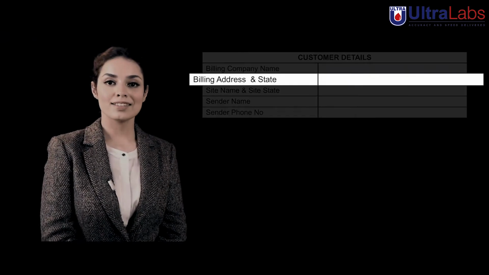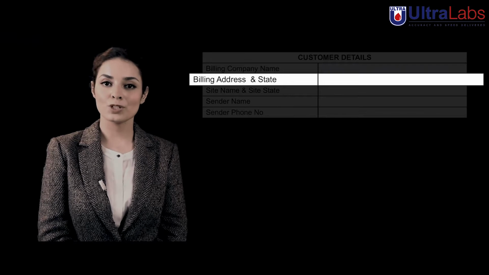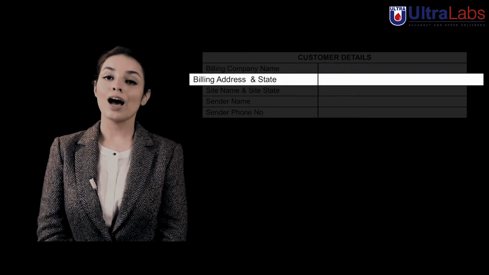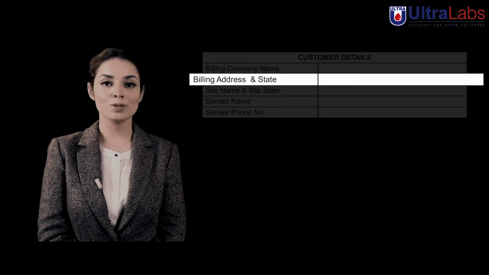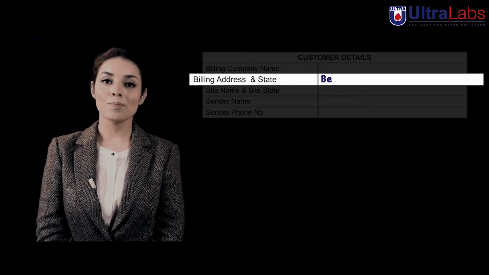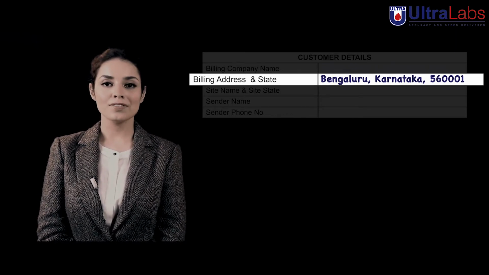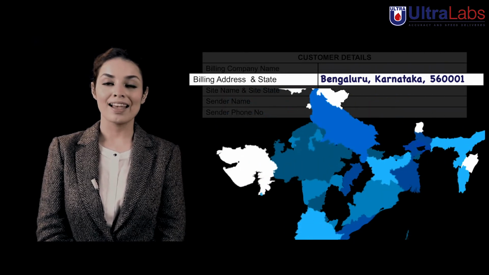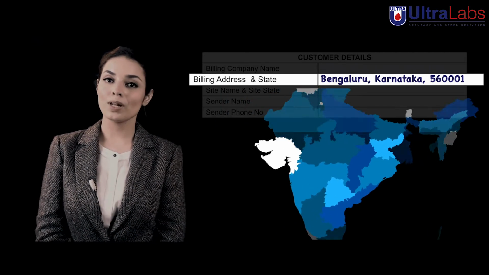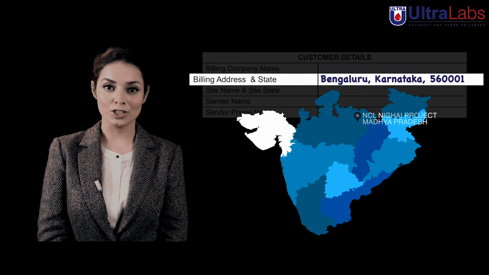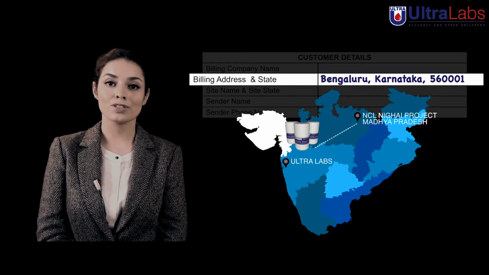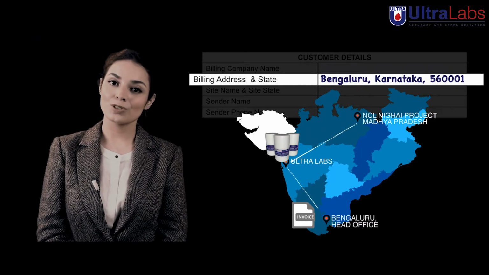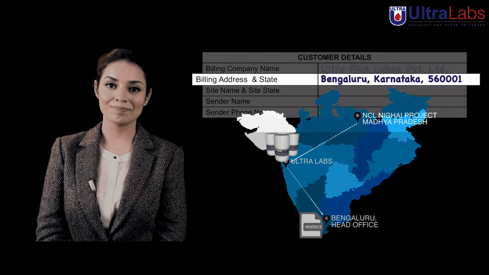In the billing address and state section, please mention the address to which the invoice has to be sent, along with the name of the state and postal PIN code. Example, Bengaluru, Karnataka 56001. This means that if the sample has come from a mining site in Madhya Pradesh, but the invoice has to be sent to the head office at Bengaluru, then you must mention the Bengaluru head office address.